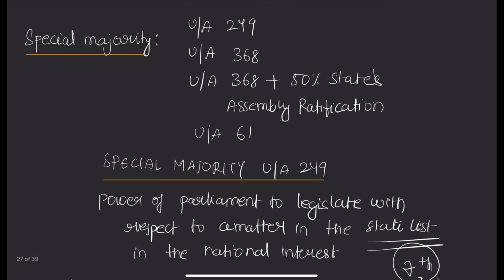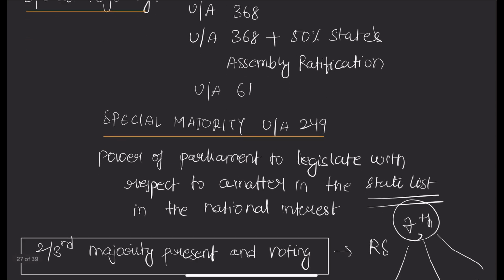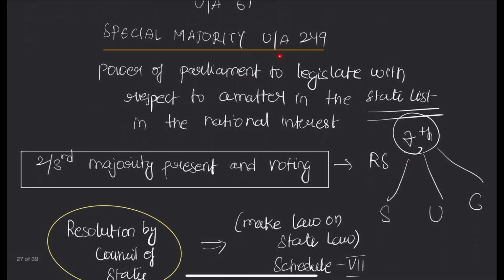Next one, special majority. The mention of special majority is under three articles. Let's discuss each and everything. So Article 368, it has two sets. So the first one, under Article 249, power of Parliament to legislate with respect to a matter in the state list in the national interest.